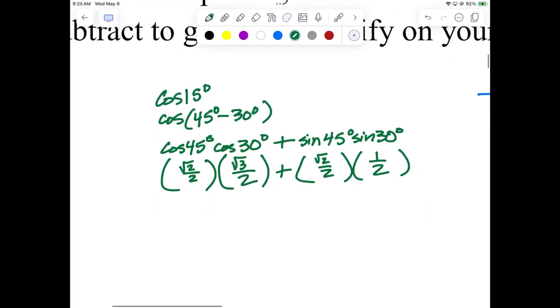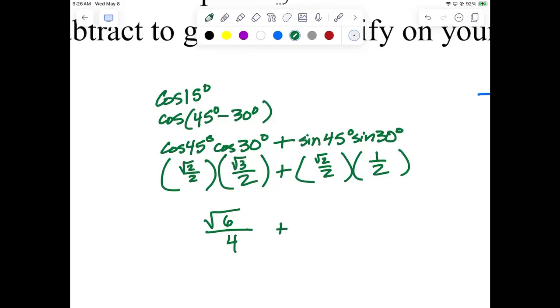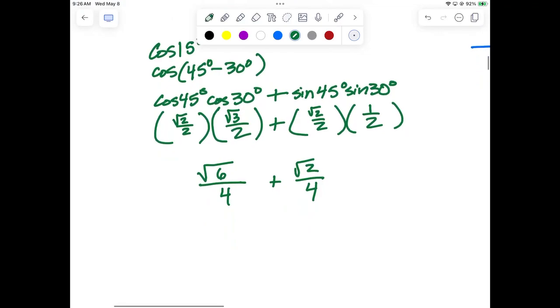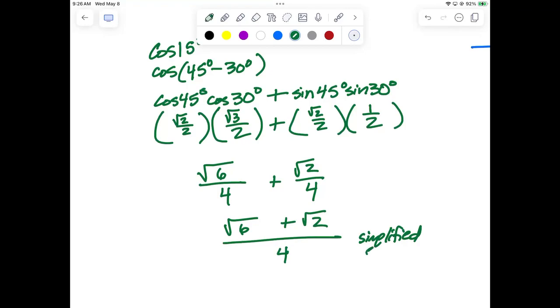Now I can multiply straight across. What's the square root of 2 times the square root of 3? It's the square root of 6 over 2 times 2 is 4. Plus the square root of 2 times 1 is the square root of 2 over 4. I got a common denominator, so I can add them together. Square root of 6 plus the square root of 2 all over 4. And there's the simplified exact answer. It's an irrational number because the square root of 6 and the square root of 2 are both irrational.